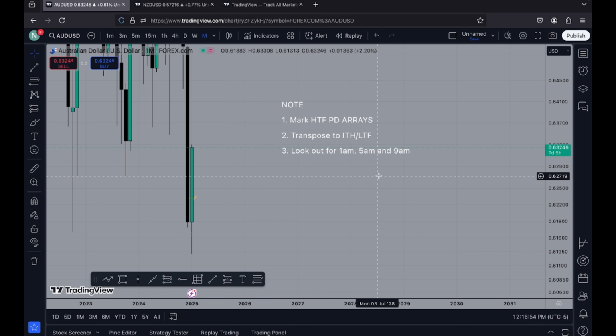Then we'll look at 1 a.m., 5 a.m., and 9 a.m. These are the times of the day when this setup forms ideally. But this 1 a.m., 5 a.m., and 9 a.m. is not in regards to CRT, no. And you're going to see what I'm talking about right now in the chart.